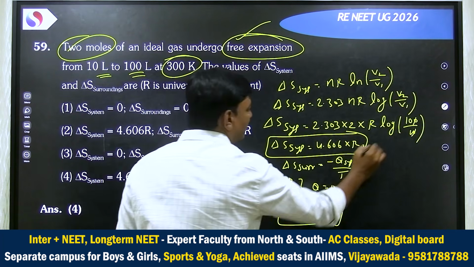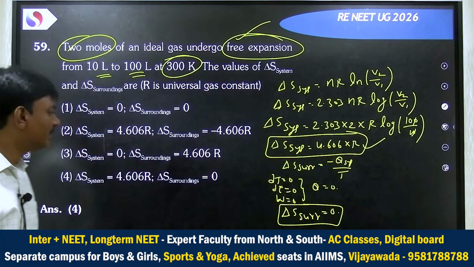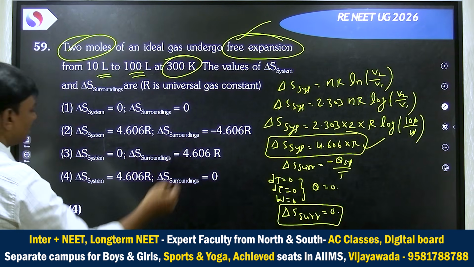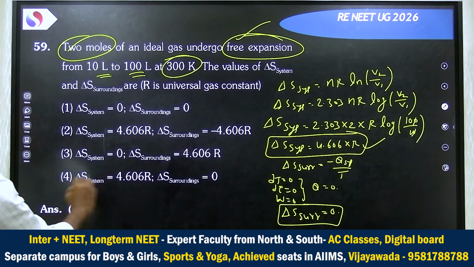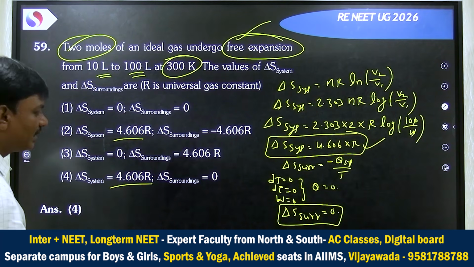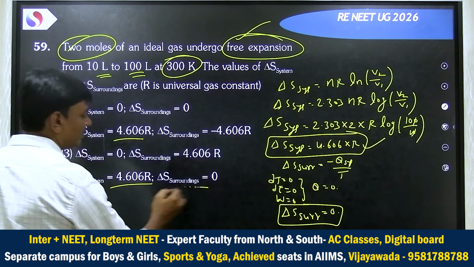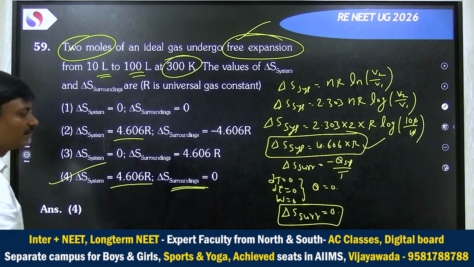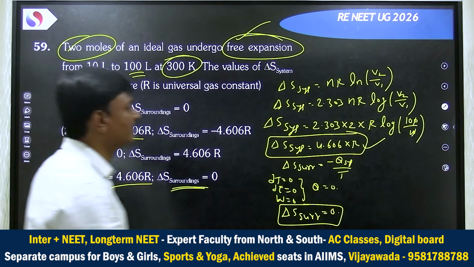Delta S system will be 4.606 into R. That's why here delta S system is equal to 4.606 R, and delta S surroundings is equal to 0. Only here delta S surroundings is equal to 0. That's why the fourth option will be the correct option. Then go to the next one.